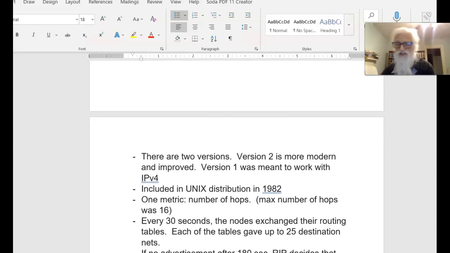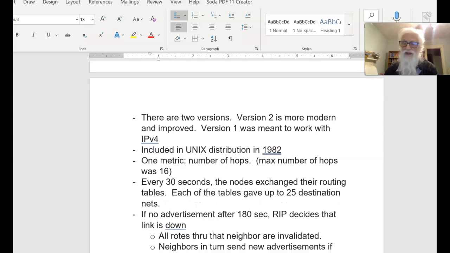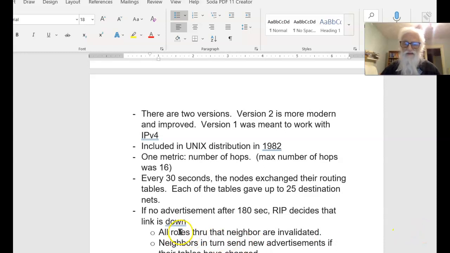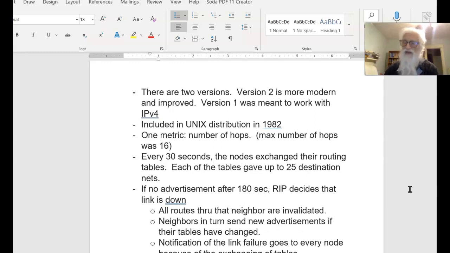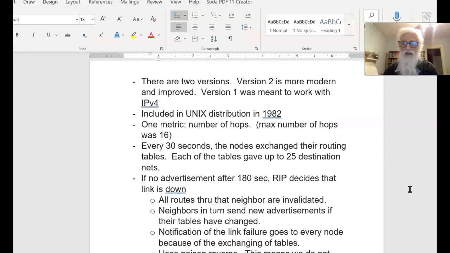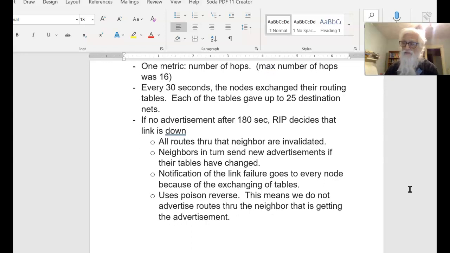Every 30 seconds, the nodes exchange their routing tables. They send out information on 25 nets. And if no advertisement after 180 seconds, RIP decides the link is down. The routes through that neighbor are not there anymore. And the neighbors in turn send new advertisements if their tables have changed, as I did with the countdown to infinity. Notification of the link failure goes to every node because of the exchanging of tables. And it uses the poison reverse we talked about. So that's one algorithm that's really in use.